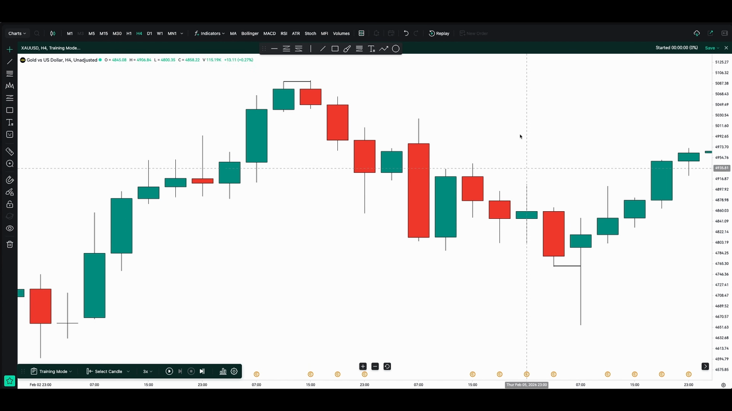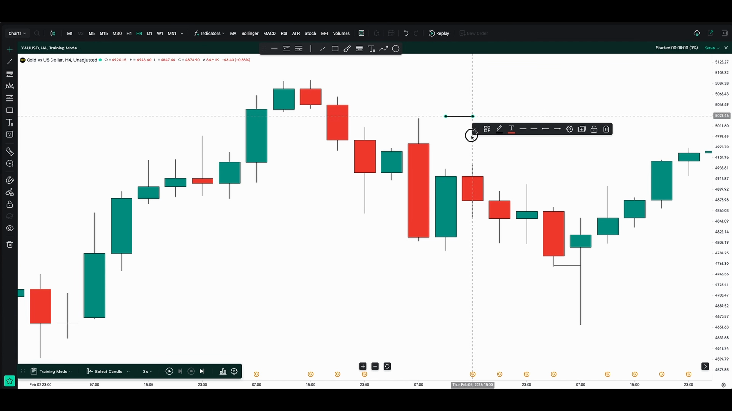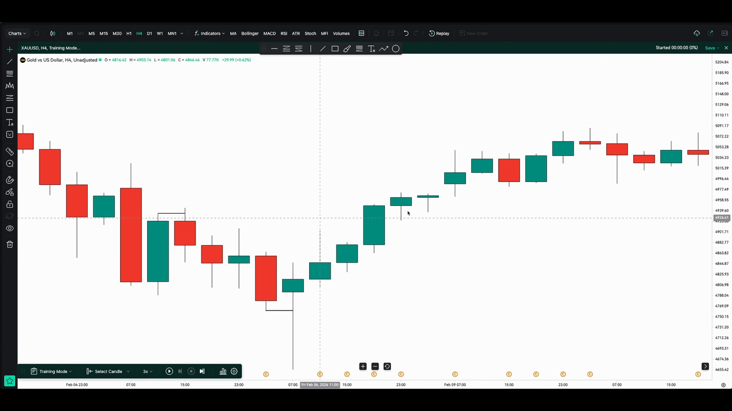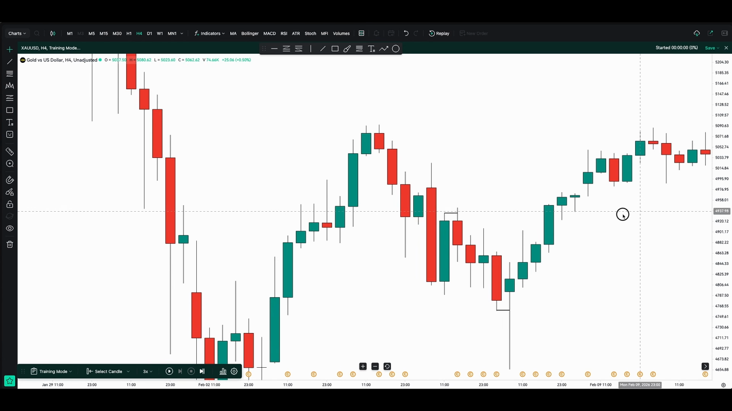Then even here, we had another CRT, you can see, on this red candle, and then you would also mark that candle and trade the next candle. Guys, it shouldn't be complicated to trade the one candlestick strategy using CRT models.